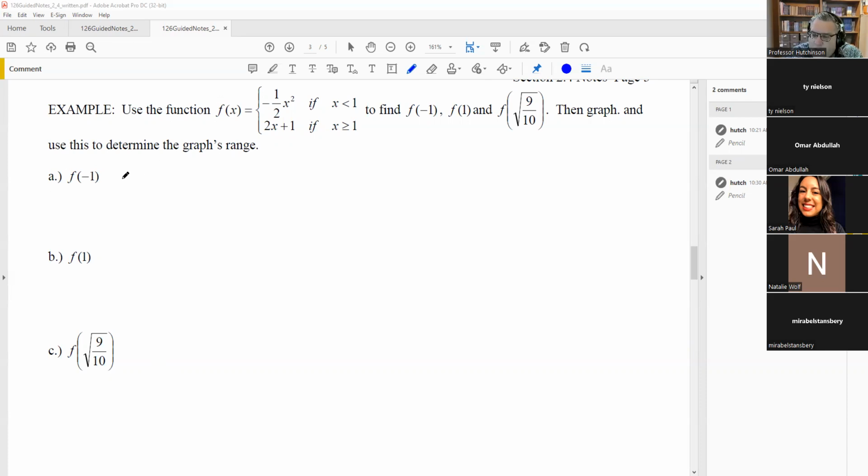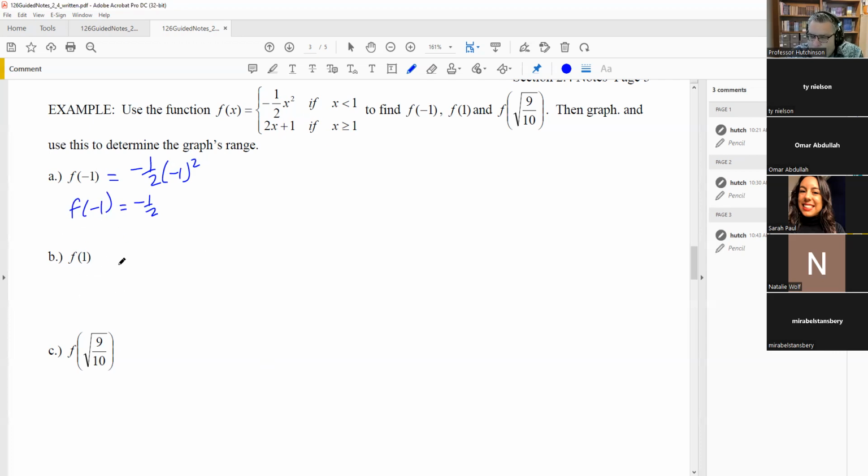All right, let's do the first one here. f of -1. We mentioned that -1, you're going to put into only the first equation because -1 is less than 1. So if you did that, this should be equal to -1/2 times -1 squared. So f of -1 is equal to, this negative squared becomes a 1. And so you should have gotten for the first one -1/2.